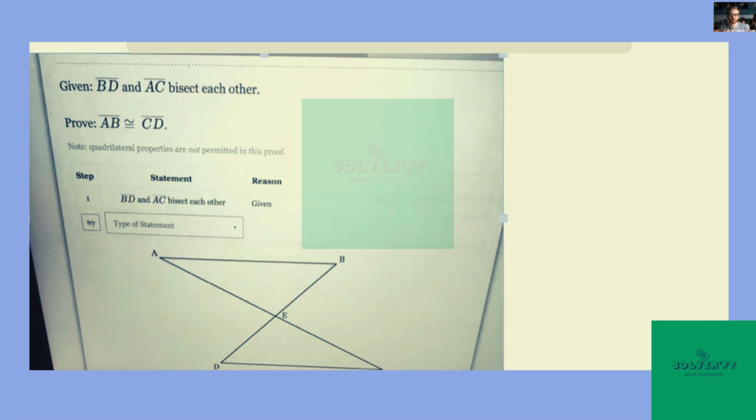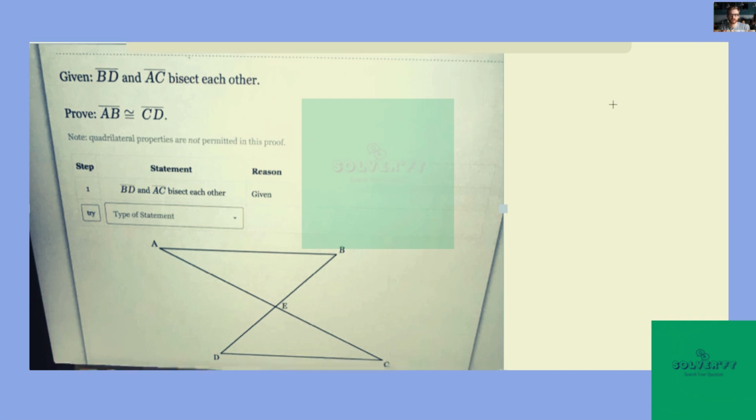I'm thinking the way this is set up that you're supposed to build a two-column proof here, but let me just kind of highlight, and I can't promise that it will be exactly worded the same as your options, but it should be something similar.